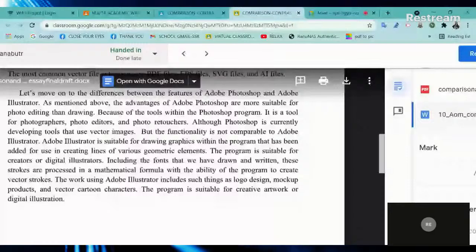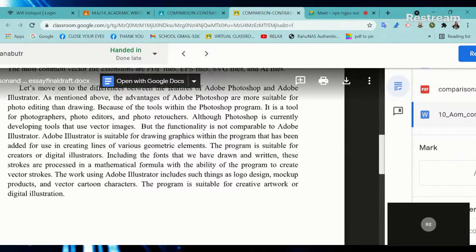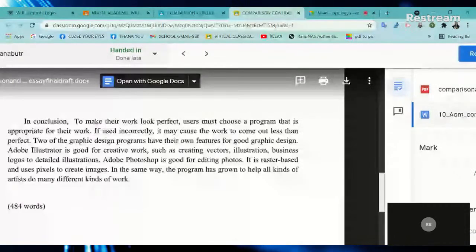Adobe Illustrator is suitable for graphics within the program that has been used for creating lines of various geometric elements. The program is suitable for creators or digital illustrators, including the fonts that we have drawn and written. These strokes are processed with mathematical formulas, with the ability of the program to create bigger strokes. The work using Adobe Illustrator includes such things as logo designs, mock-up products, and regular cartoon characters. The program is suitable for creative work, creative art, or digital illustrations.